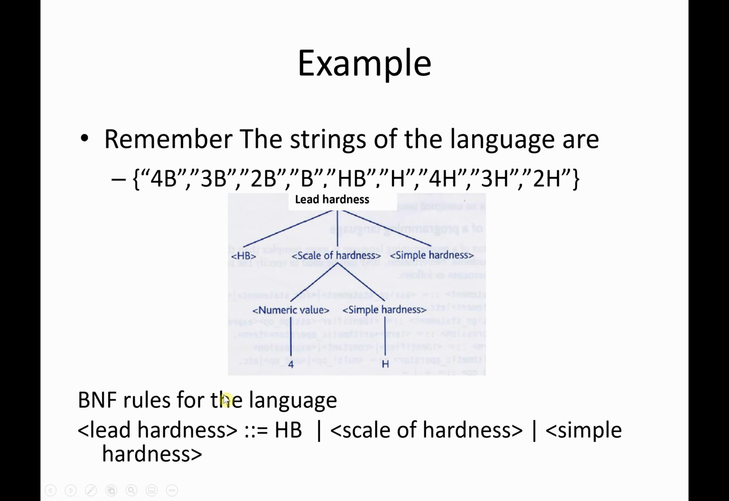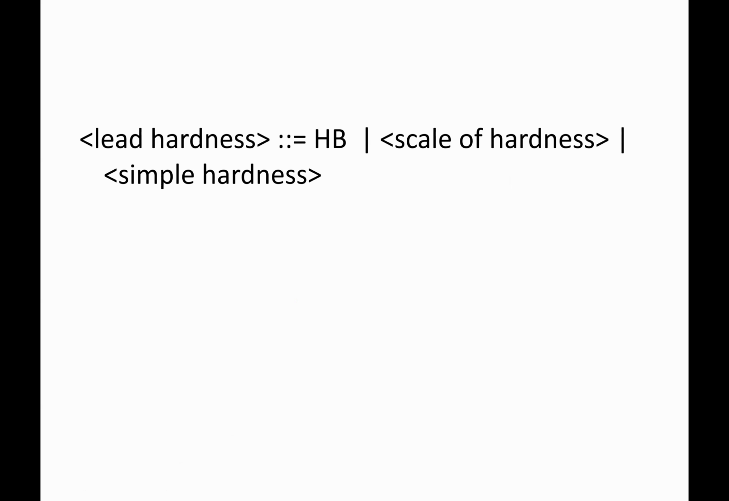Now, the rules for the language could be this. We have these square brackets, angle brackets, if you like, there. That's what's called a non-terminal symbol, which means it's defined elsewhere. So our lead hardness is defined as H followed by B, or scale of hardness, which is defined elsewhere, followed by simple hardness. So we have an overall definition there, and then we can break that down further. All right, so this is where it comes in useful.